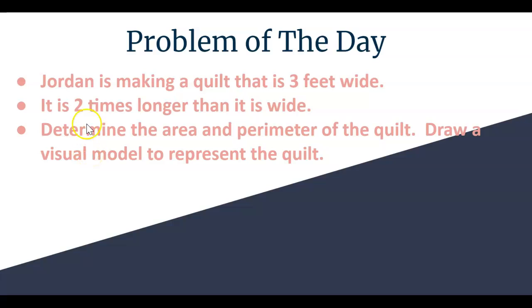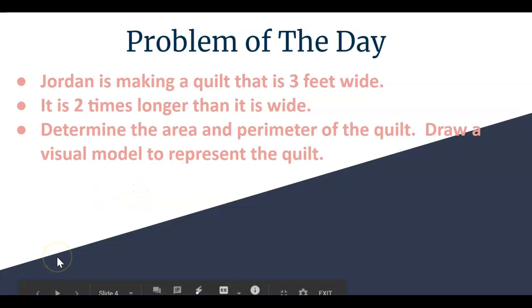Now here's our problem of the day. Jordan is making a quilt that is 3 feet wide. It is 2 times longer than it is wide. Determine the area and perimeter of the quilt. Draw a visual model to represent the quilt. So let's think about this as a multiplicative comparison because we got the term 2 times longer. So we're going to pause for a couple of minutes and allow you the opportunity to work on the problem.